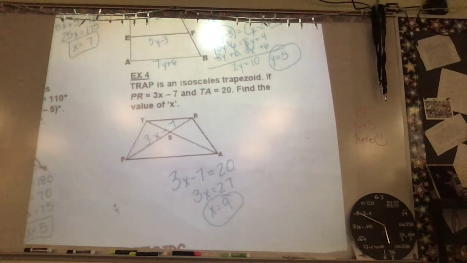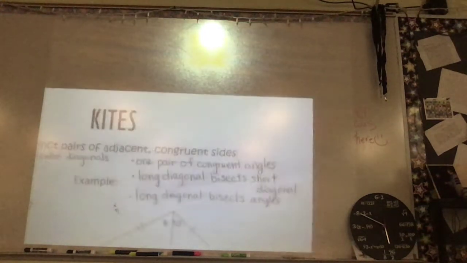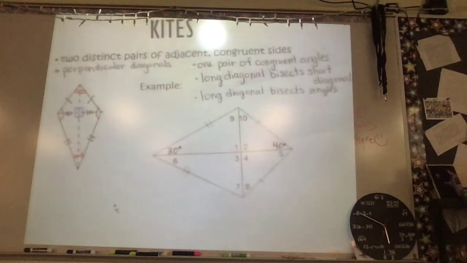Hopefully we're okay so far. I know I went quickly, but also know that you have a pause button. Kites are on the back. There are some qualities that I laid out here.